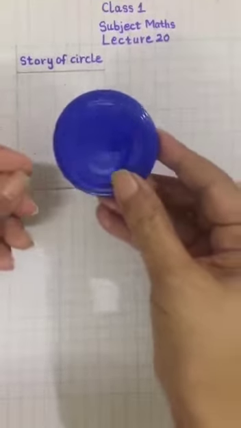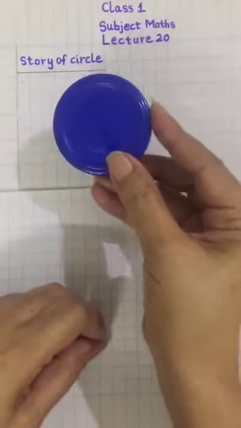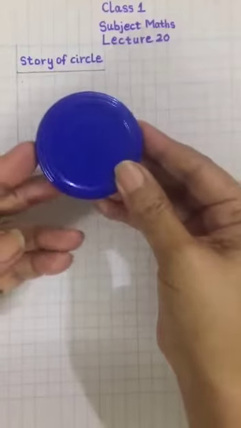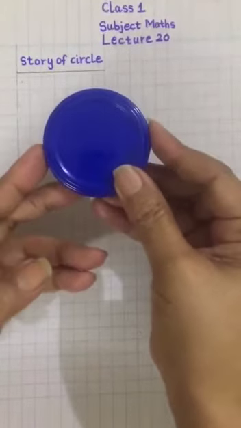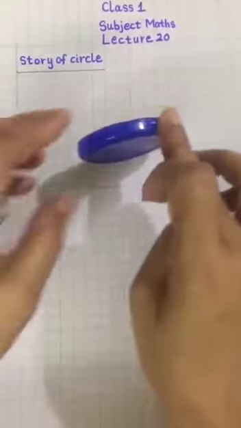This is a circle. It has no corners. It has no side. It can roll.